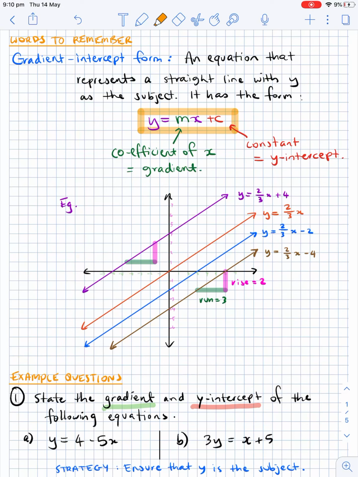That's not a coincidence. This has no constant, so its constant is like a plus 0 on the end, so therefore its y-intercept is at 0. This one has a minus 2 on the end. That's because its y-intercept is negative 2. And this one has a minus 4 on the end, and that is why its y-intercept is negative 4. So they're definitely not coincidences. You need to be able to link the properties of the equation to how the line looks on the graph. And notice that they're all in gradient intercept form because we've got y equals, like y is the subject.